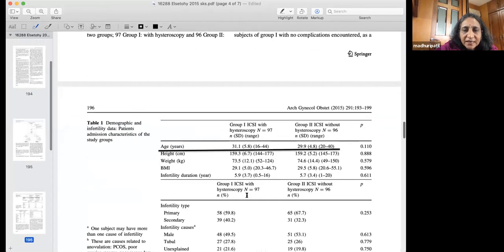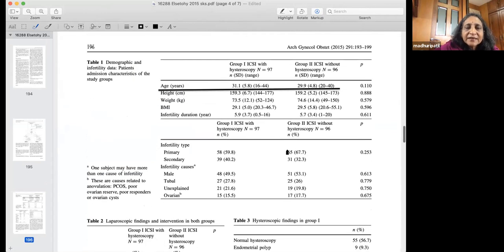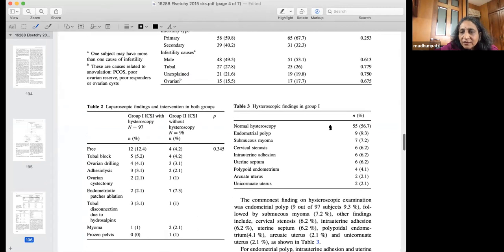When we look at the results, we can see that most of them were in the younger age group, and therefore probably the pregnancy rates were quite high. And if you look at the hysteroscopy findings, almost 55% were normal, whereas almost 45% of the patients did have some abnormal uterine pathology. So we cannot say that because of hysteroscopy the patient had a better pregnancy rate, because 45% had additional factors which were corrected because of the hysteroscopy.